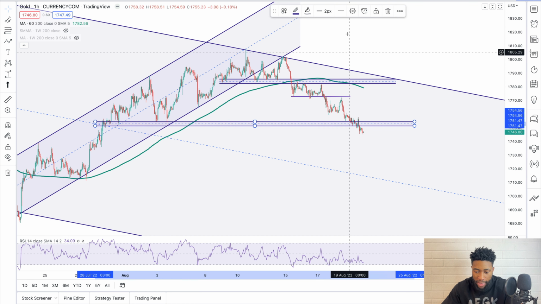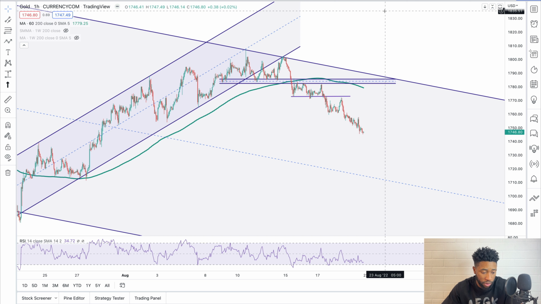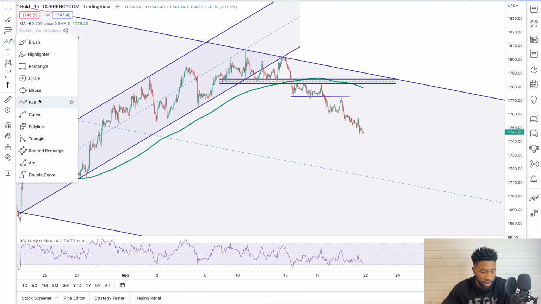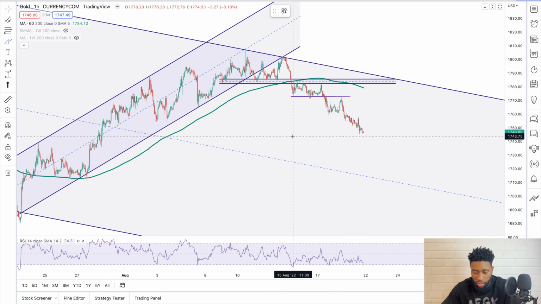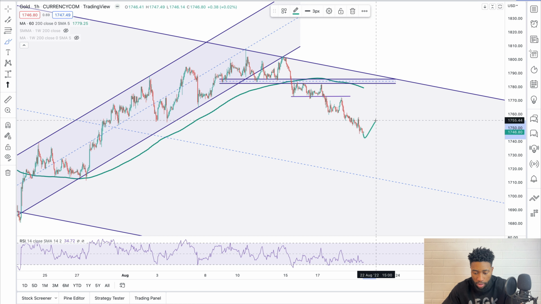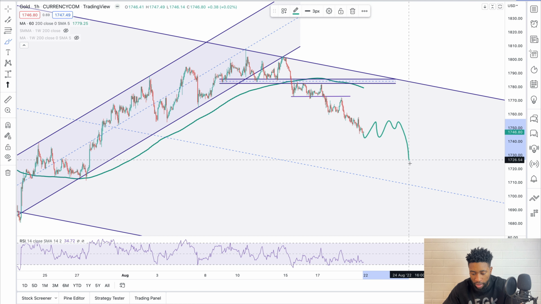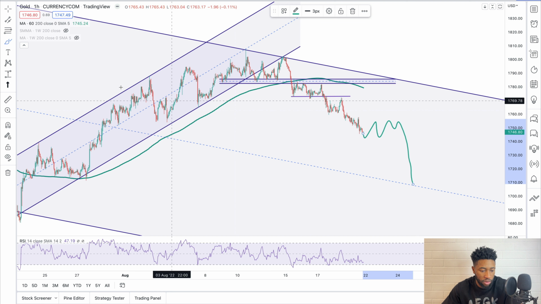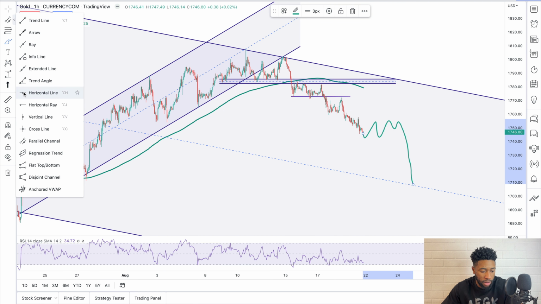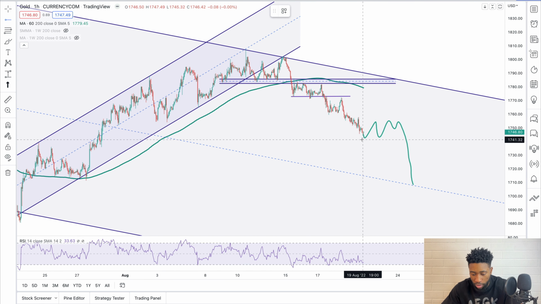So the only scenario I would consider going short for gold is if we get some sort of bearish continuation. Let's say something like this, and then a breakout. So this is what I'm going to consider. This is how I'm going to play gold to go short.